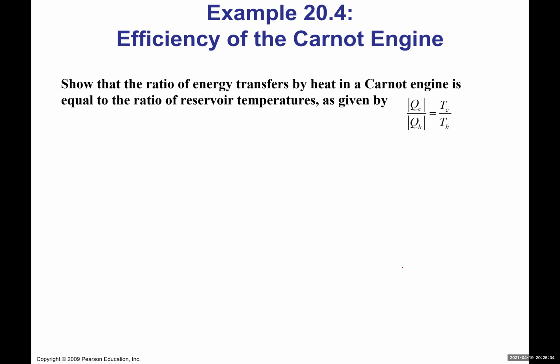So let's look at an example where we can see that the ratio of energy transfers by heat in a Carnot engine is equal to the ratio of reservoir temperatures, as given by QC over QH equals TC over TH. Again, QC is the cold reservoir heat, TC is the cold reservoir temperature, and QH and TH represent the hot reservoir. What we want to see here is to prove that these ratios are equivalent. That's why if I write E equals 1 minus QC over QH, I can write this the same way as 1 minus TC over TH. That means I can write both of those equations because the ratio QC over QH will be equal to TC over TH. All right, so let's see what we have.